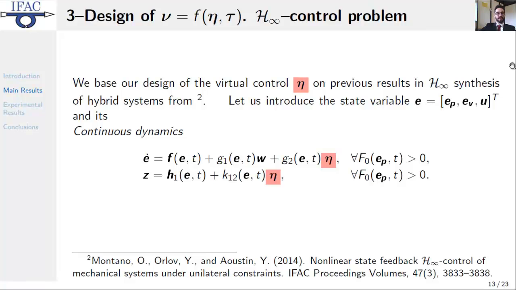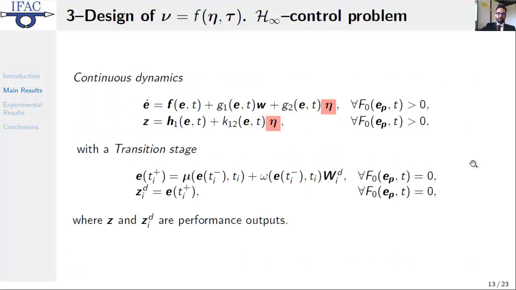And finally, the third step, which is the design of nu as a function of the virtual control variable eta and the torque. We used in this case H-infinity control theory. We base our design of the virtual control eta on previous results in H-infinity synthesis for hybrid systems from Montano, Orlov, and Austin in 2014. To do so, let us introduce the state variable E and its continuous dynamics as shown here, with a transition stage given by these equations, where theta and theta_d are performance outputs.